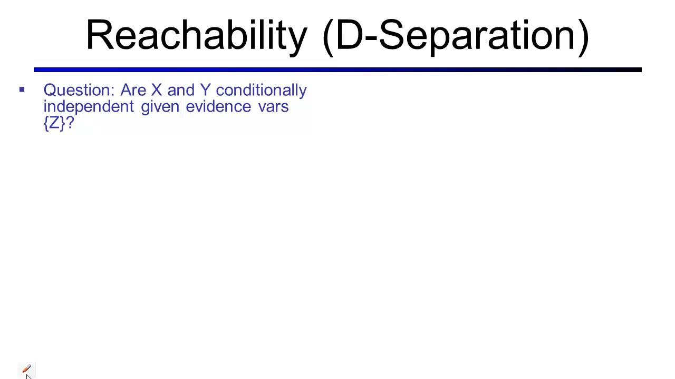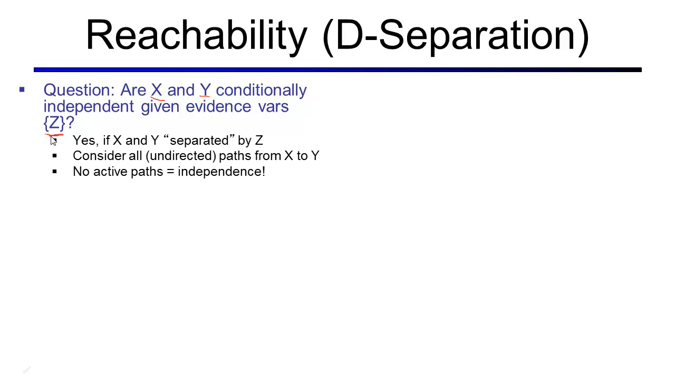Are two random variables, x and y, conditionally independent given some evidence variable z? The answer will be yes if x and y are separated by z. To find out whether this is the case or not, we will consider all undirected paths from x to y, and if none of these paths are active, we declare independence. A path is active if each triple along the path is active.